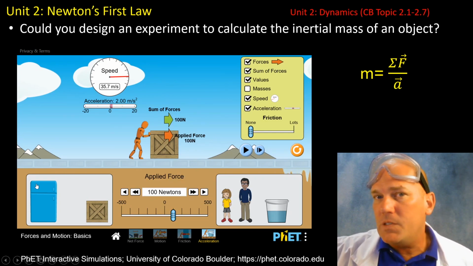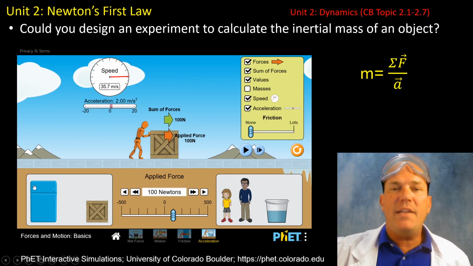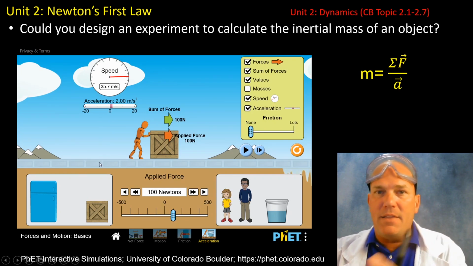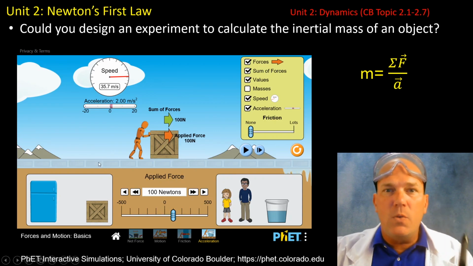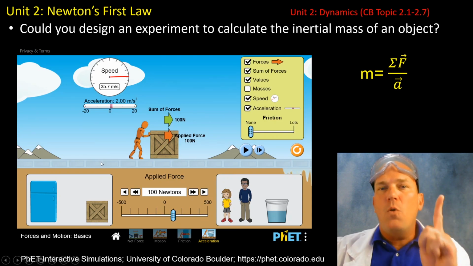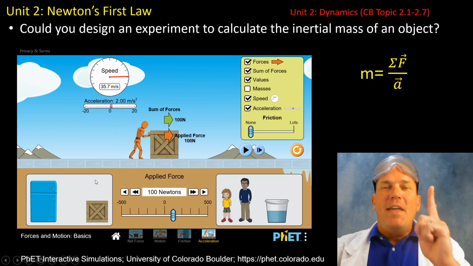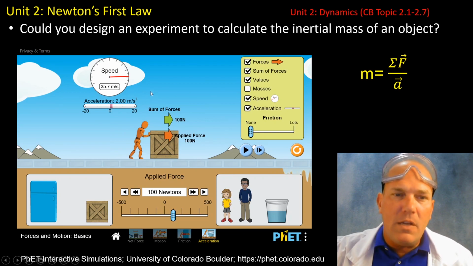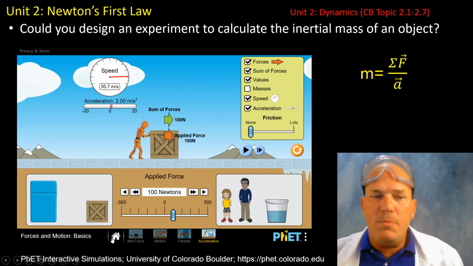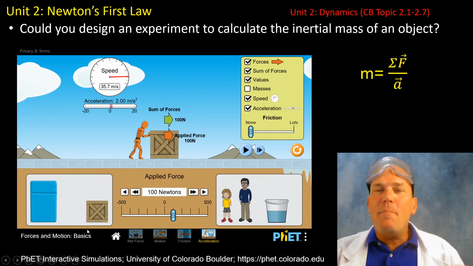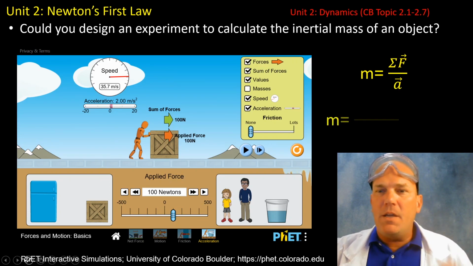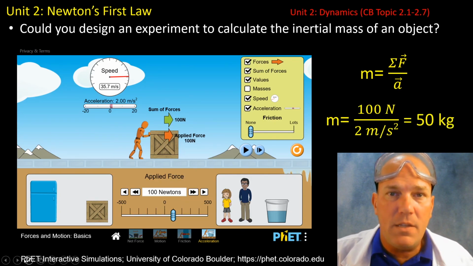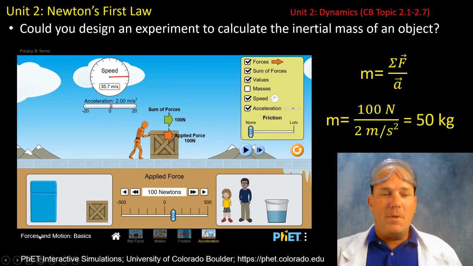What's our sum of forces? Well, there's one force acting to the right, and that would be the force of the man on the crate, and that force is going to be in magnitude 100 newtons. Okay, and the acceleration we were given right here from this meter on your screen to be 2 meters per second per second. That means that we can plug in our values and calculate the mass of the crate to be 50 kilograms. All right, pretty cool.